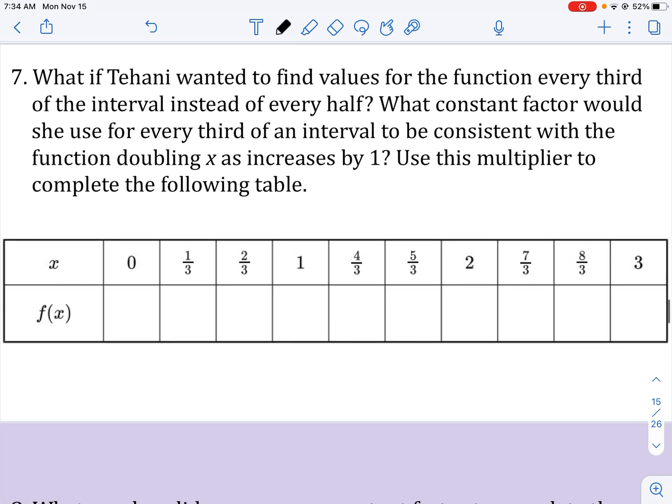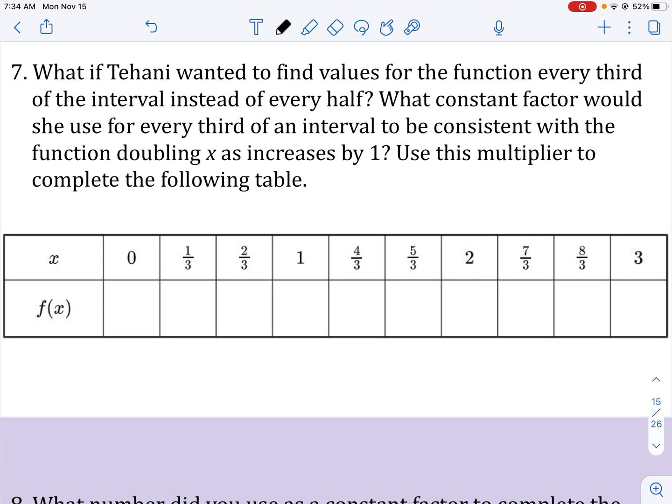Then it says in the next problem, what if Tehani wanted to find the values for the function every third of the interval instead of every half? What constant factor would she use for every third of interval to be consistent with the function doubling as x increases by 1? So in this case, when you get to the next problem, we're talking about starting with 4 to 8, but this time we have 1, 2, 3 jumps, and how does that change things?